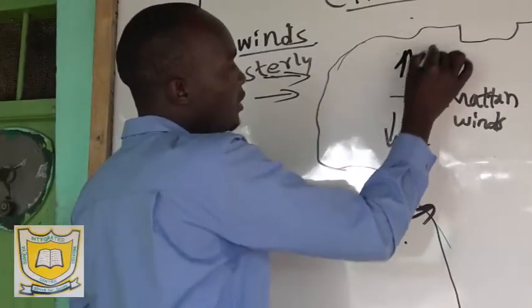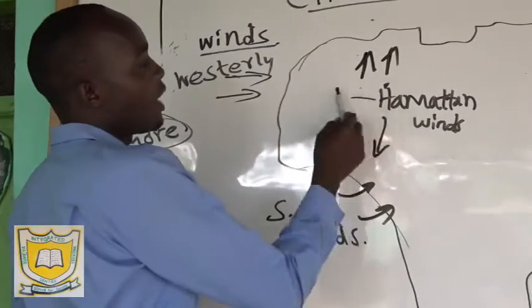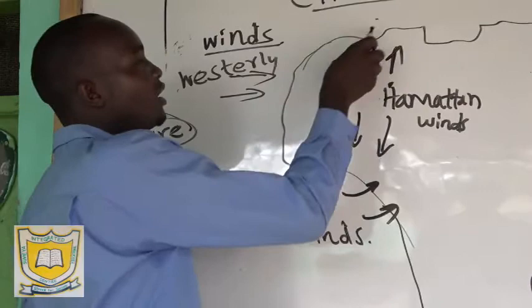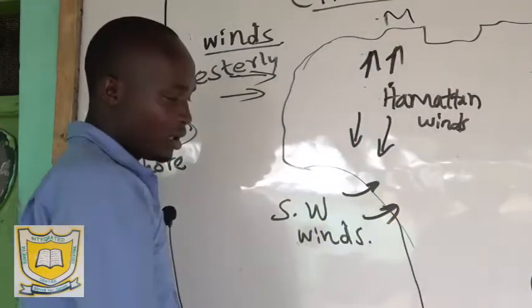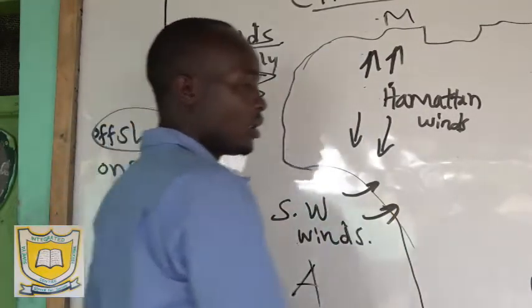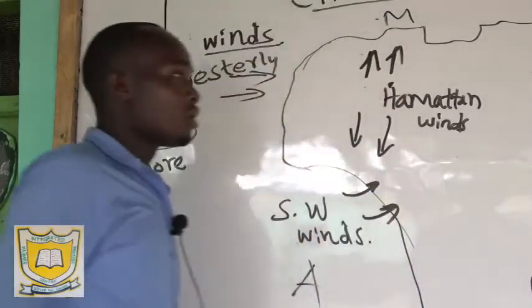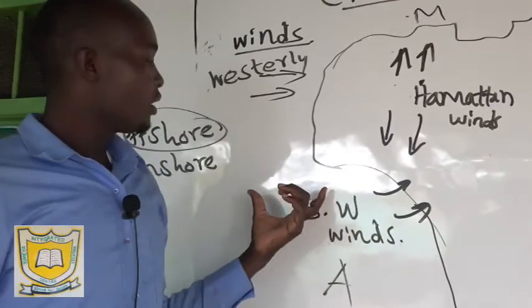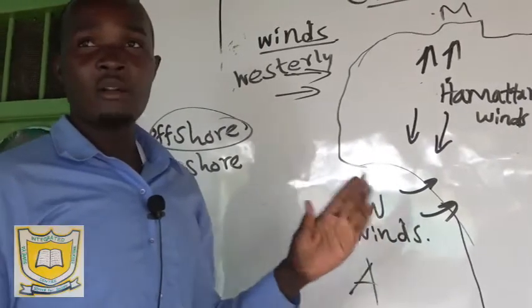They are like this. So these are called Harmattan winds. They are called offshore winds. They are moving from the land to the sea. Here we have Mediterranean Sea. Then here we have Atlantic Ocean. Then here we have Indian Ocean. So the winds blowing from the land to the sea are called offshore winds. Those winds are very dry because they don't have any moisture.